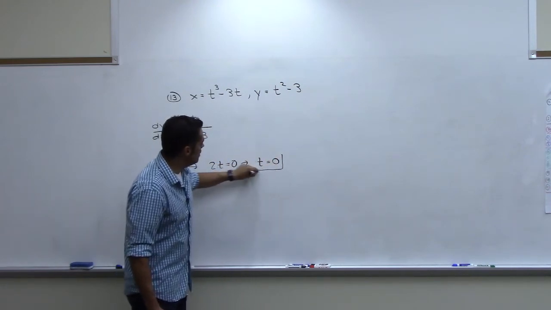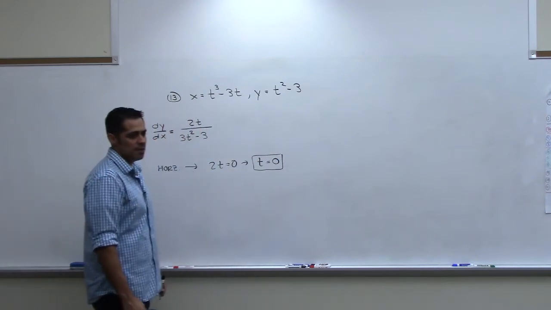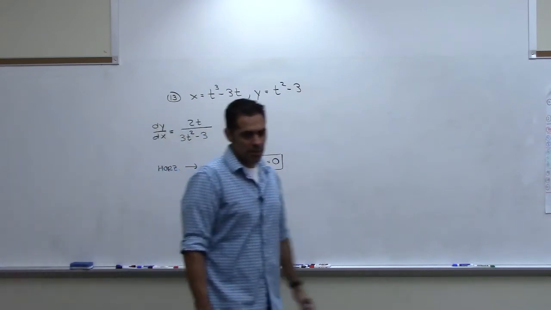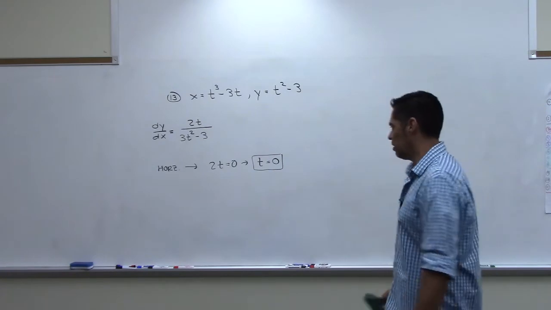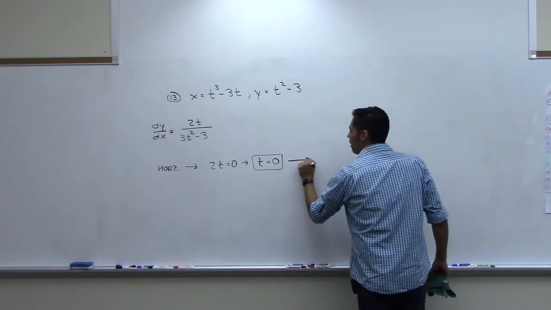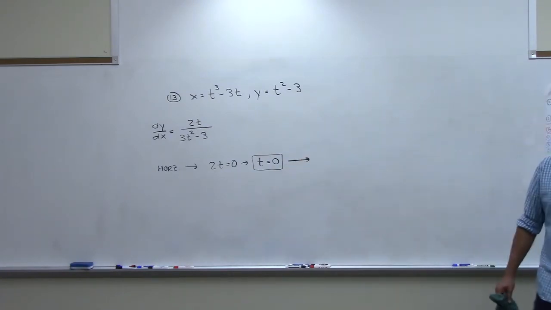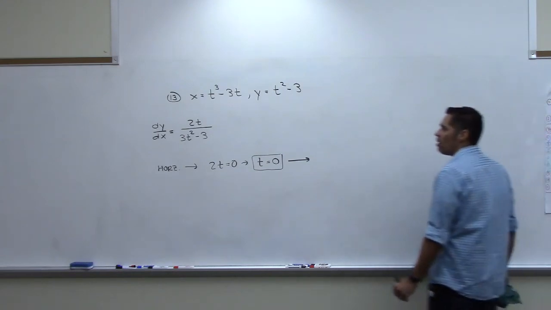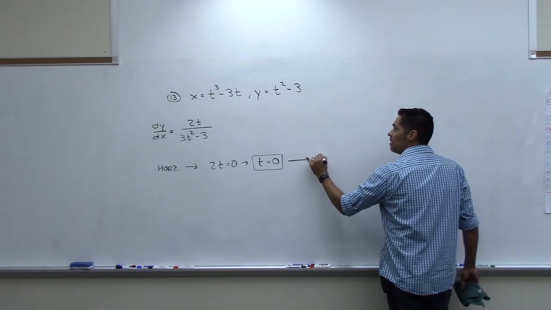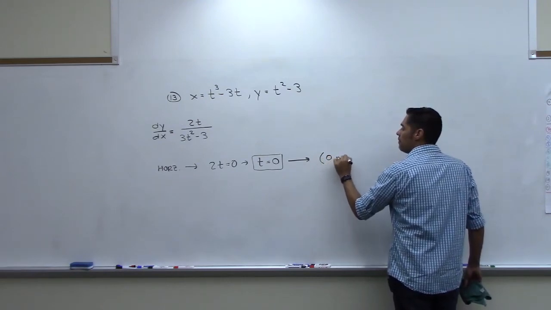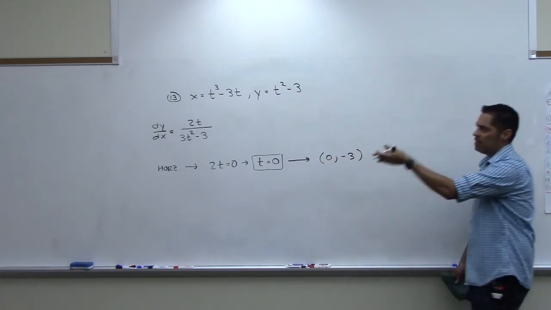So it appears that the only time that it happens is at t equals 0. Now they actually probably want the point. It does mention that. Yeah, so that's when it happens, right? At t equals 0, but what's the actual point that corresponds to that? So where are you on the curve when you get that tangent? 0, 0, negative 3. So you're just plugging that t equals 0 in there.